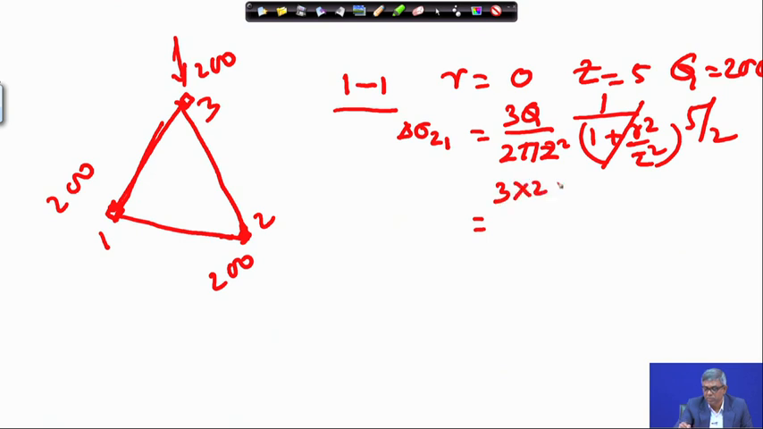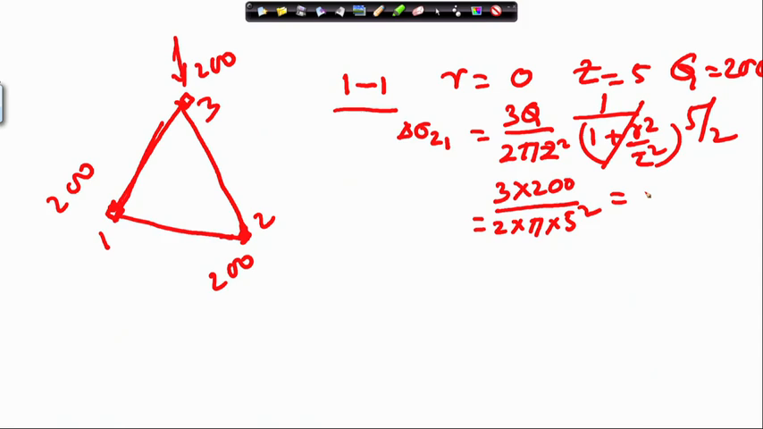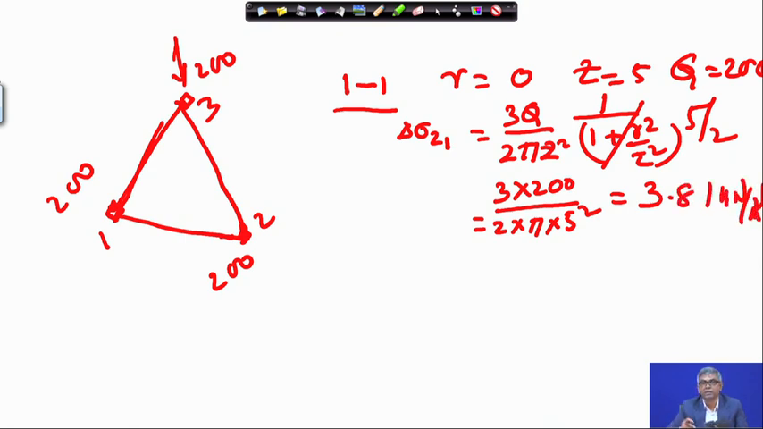So, 3 into 200 divided by 2 multiplied by pi multiplied by 5 square. This gives you the value. I have taken actually 600, so it will be one third of whatever value I have got. Let me give you the correct value. This will be 11.459 divided by 3, so it will be 3.81. This will become 3.81 kilonewton per meter square.